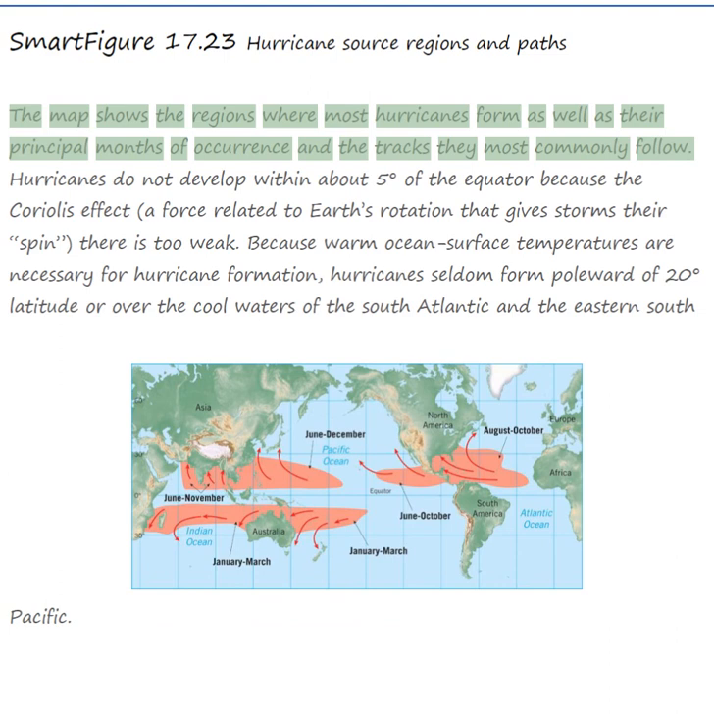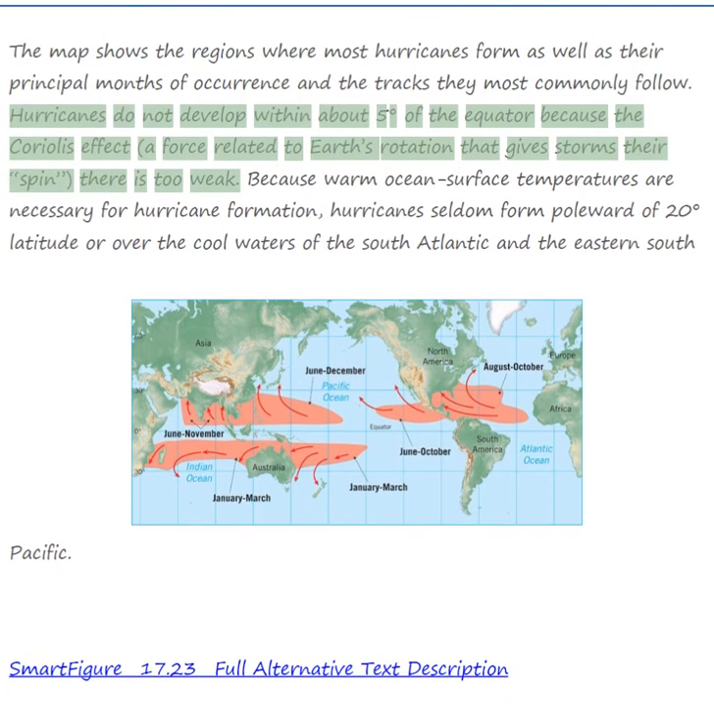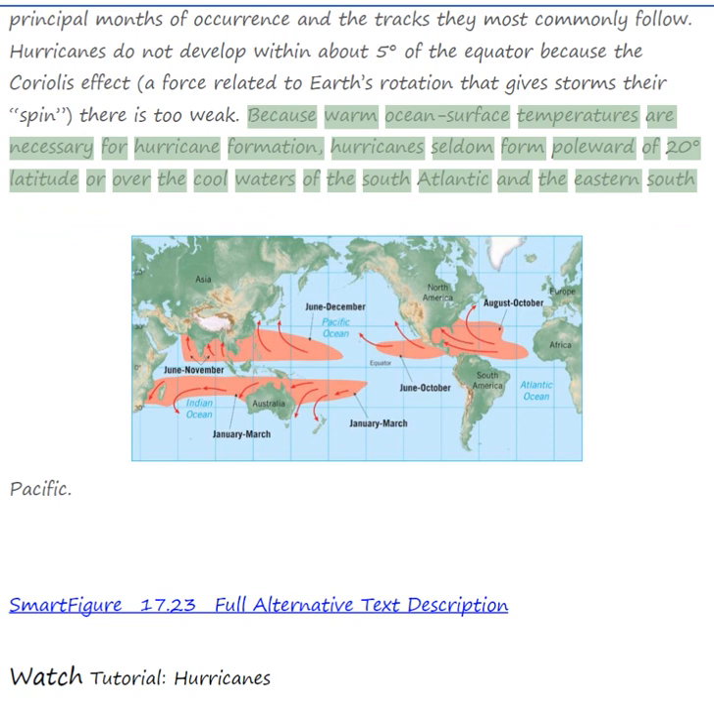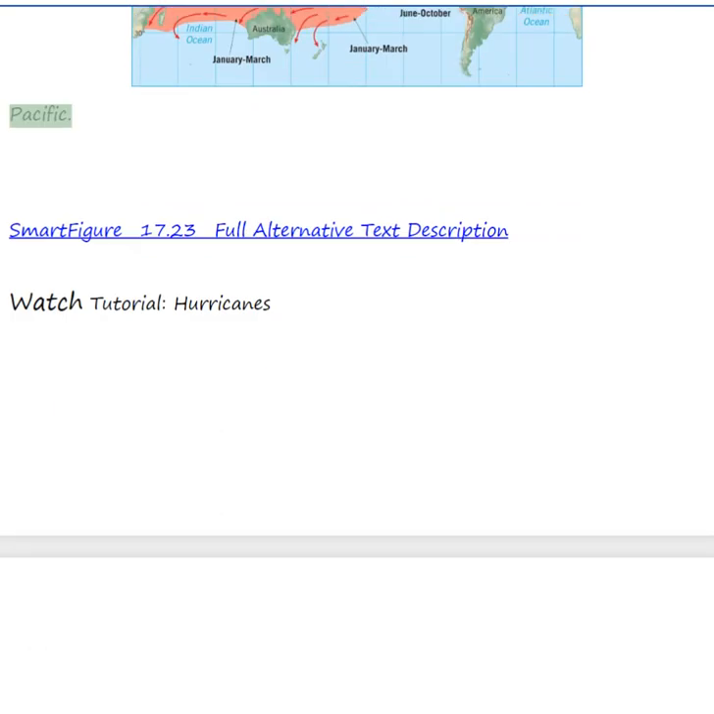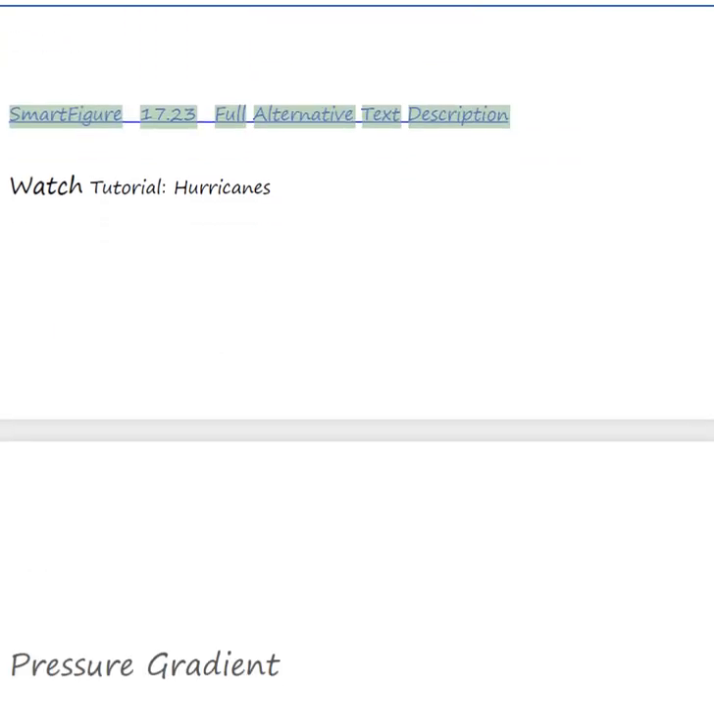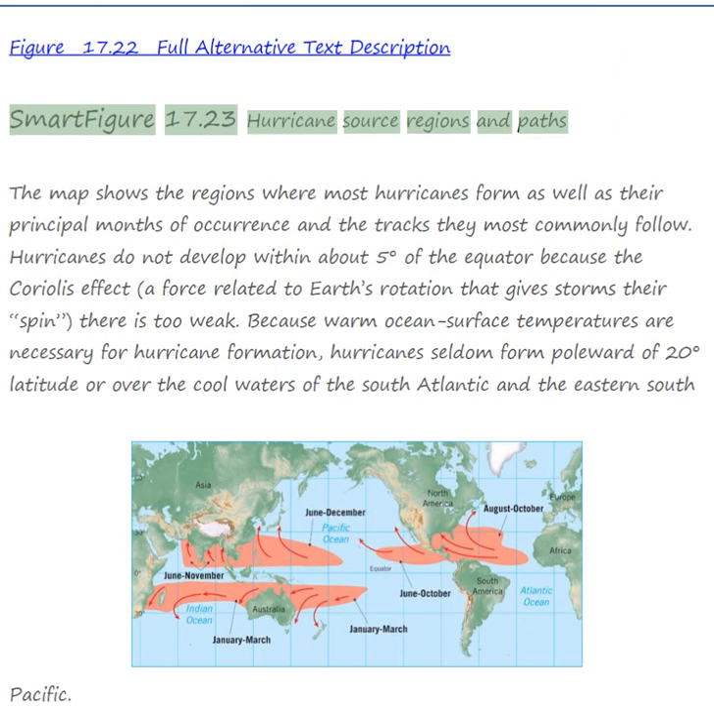The map shows the regions where most hurricanes form as well as their principal months of occurrence and the tracks they most commonly follow. Hurricanes do not develop within about 5 degrees of the equator because the Coriolis effect there is too weak. Because warm ocean surface temperatures are necessary for hurricane formation, hurricanes seldom form poleward of 20 degrees latitude or over the cool waters of the South Atlantic and the eastern South Pacific. Smart Figure 17.23 Full alternative text description. Smart Figure 17.23 Hurricane source regions and paths.